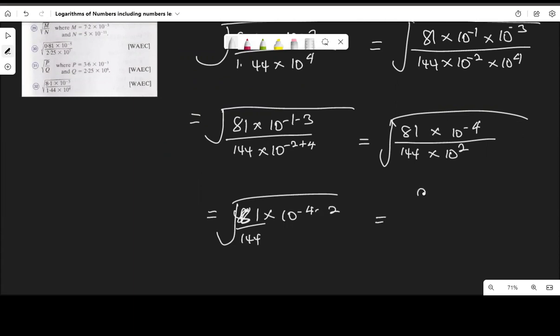Square root of 81 is 9. That of 144 is 12. 10 to the power of minus 4 minus 2 is minus 6. And the square root of it, that is to the power of half, which is 9 over 12 times 10 to the power of minus 3.